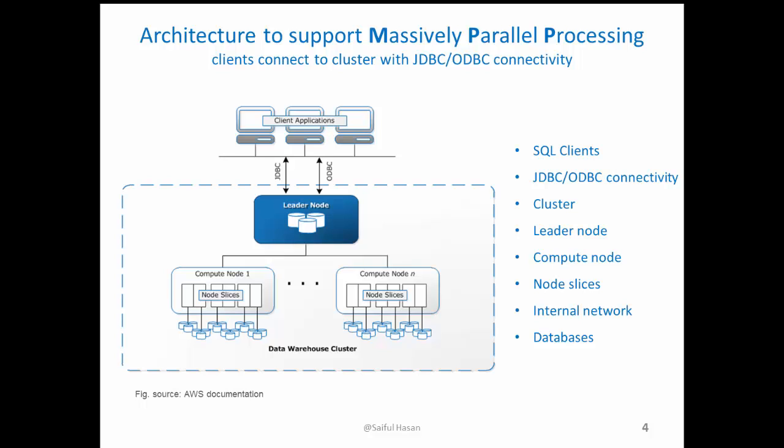Redshift architecture supports massively parallel processing for faster query processing. At the heart of that is a cluster made up of a vast array of compute nodes. These compute nodes are in turn connected to a leader node. The external SQL clients connect to this leader node only, through JDBC and ODBC drivers. They have no direct connection to the compute nodes. The compute nodes are made up of multi-core processors. Each core is known as a node slice. The nodes are connected through a high-speed internal network using their own custom protocol. And the databases reside in these compute nodes.